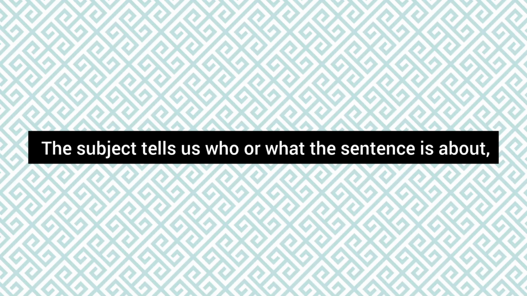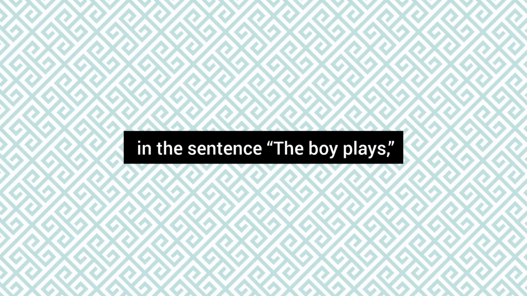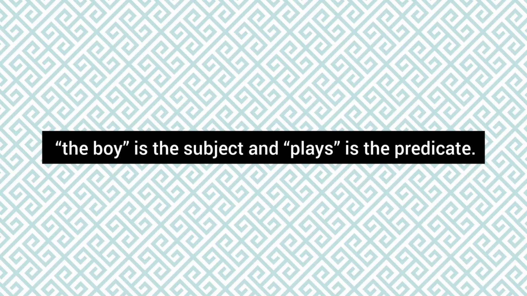The subject tells us who or what the sentence is about, and the predicate tells us something about the subject, usually including a verb. For example, in the sentence, "The boy plays," the boy is the subject and plays is the predicate.